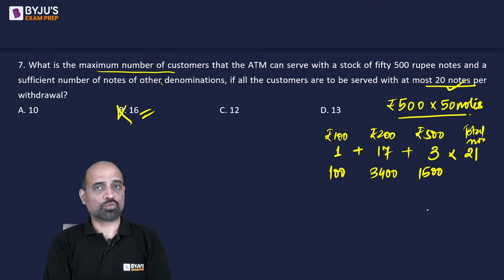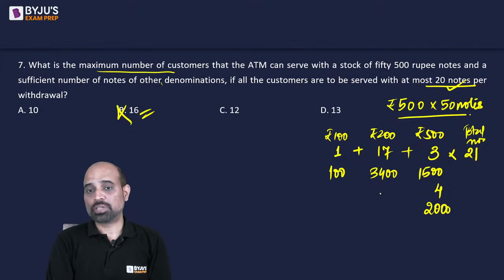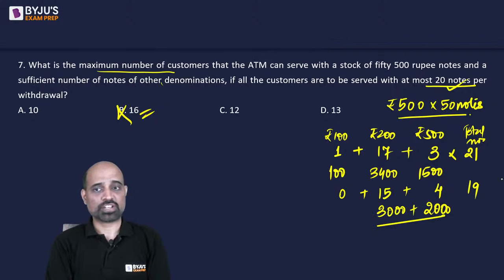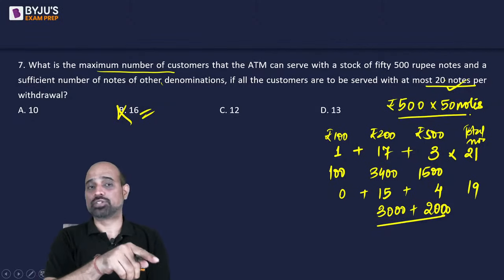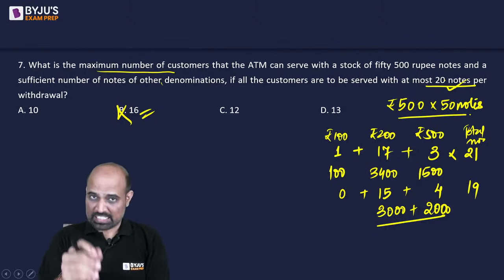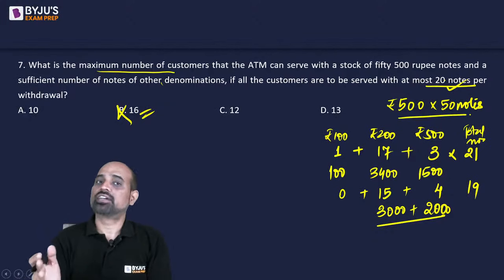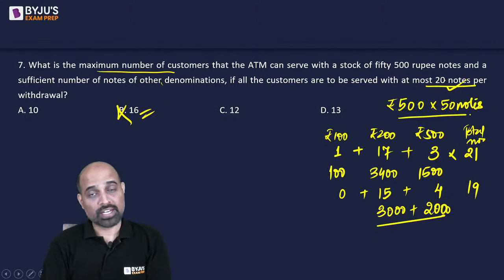Next, what if we take 4 notes? If we take 4 notes, this is 2000. I need another 3000 rupees. So let's take 15 of these, and take none of the other. So can we say total notes will remain 19 and the total amount will become 5000? Which perfectly falls under the two conditions: maximum number of people should be able to get it, and maximum notes is 20.